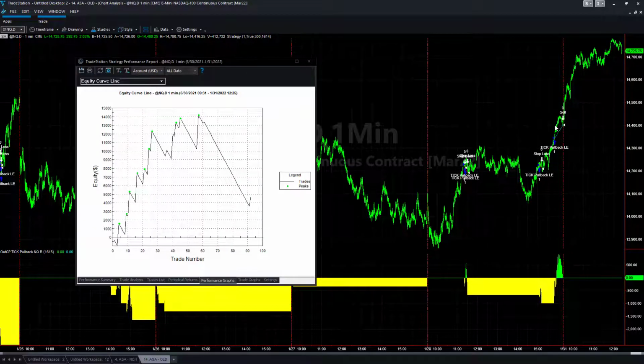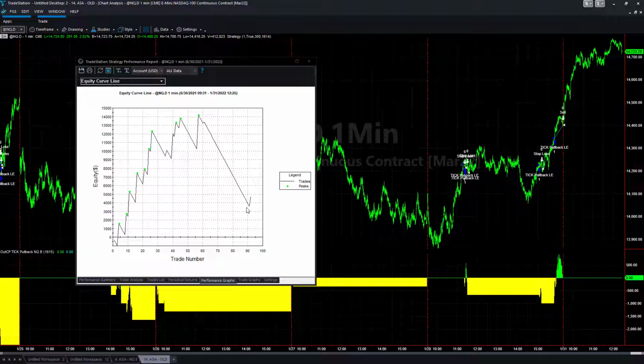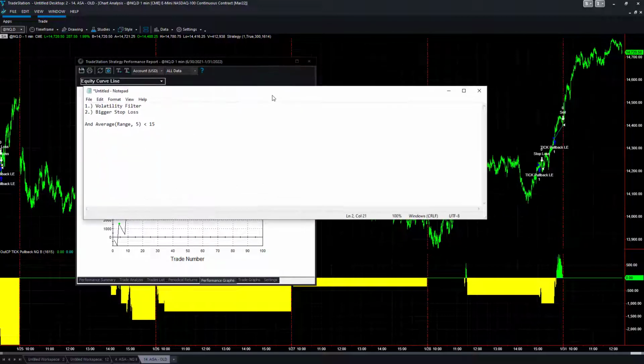So while this ended the week on a strong note, you can see how it got slammed at the end of the week last week. There are two ways we can adjust for volatility in this type of market. We can use a volatility filter. We can use a bigger stop loss. And I'm going to show you how we use this volatility filter in this strategy. And this is the conservative approach.